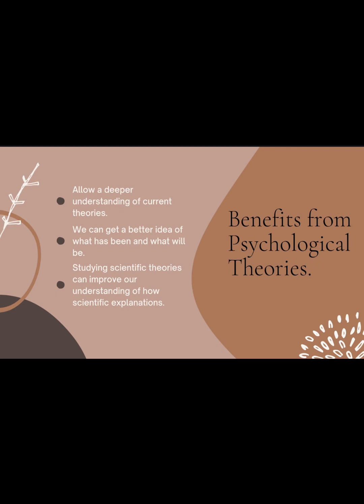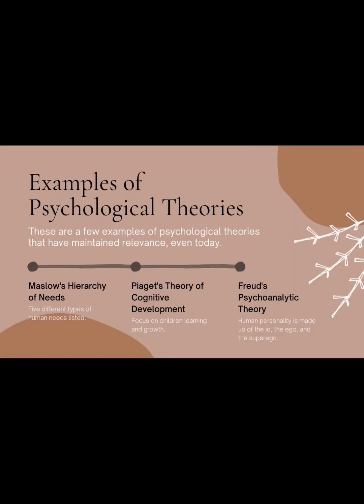And the third one, studying scientific theories can improve our understanding of how scientific explanations for our behavior and other phenomena in the natural world are found, investigated, and accepted by the scientific community. On the other hand, we will go to the examples of psychological theories. These are a few examples of psychological theories that have maintained relevance even today.